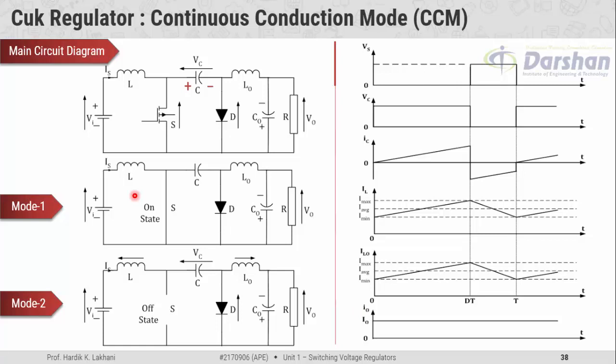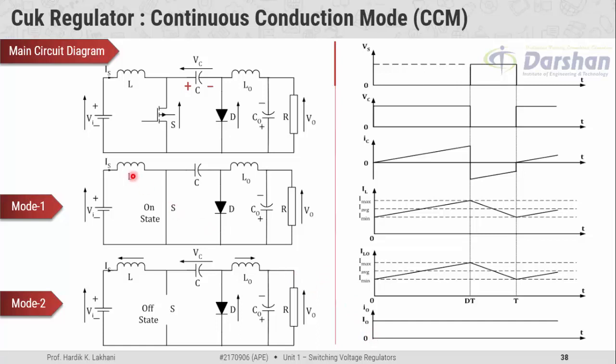Before I begin to explain the operation of Cuk regulator in the continuous conduction mode, let me tell you that the capacitor is initially charged with the shown polarity, which means on the left side terminal is positive and the right side terminal is negative due to previous cycle operation, whereas inductor L and LO are completely empty. So the mode 1 operation begins at instant t is equal to 0 when the switch is made on.